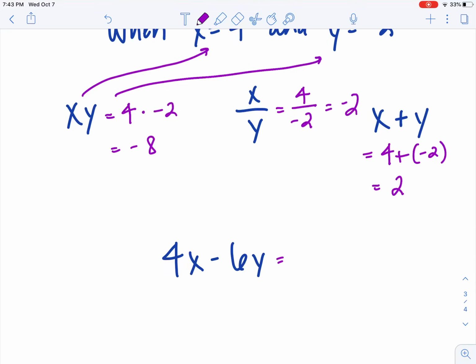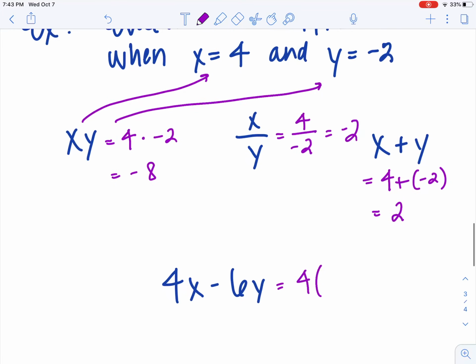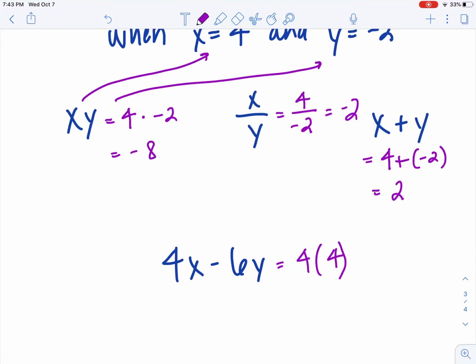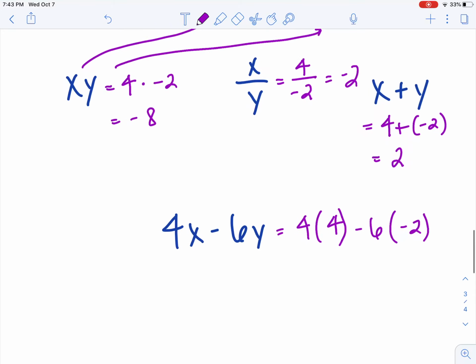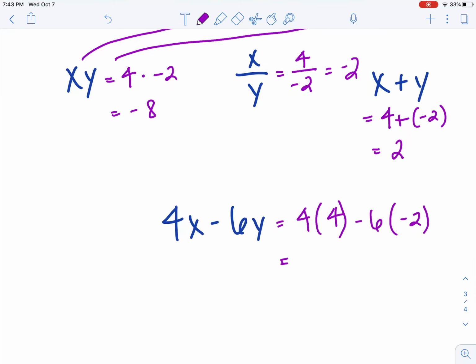And then we've got 4x minus 6y. So 4 times 4 for my x, minus 6 times negative 2, which is my y. So then simplifying that, 4 times 4 is 16, and then a minus 6 times minus 2 is a positive 12. And so that would be 28.